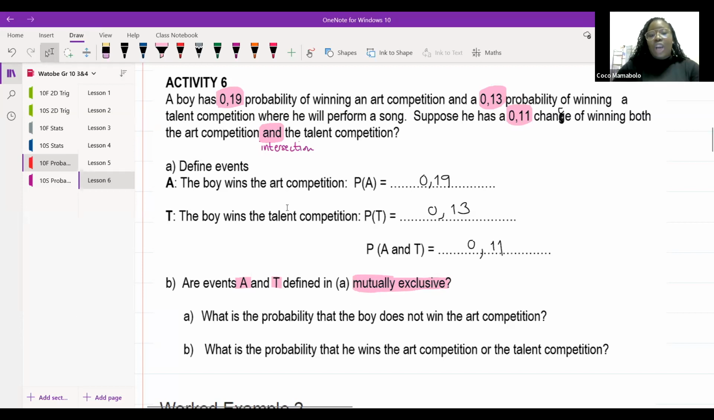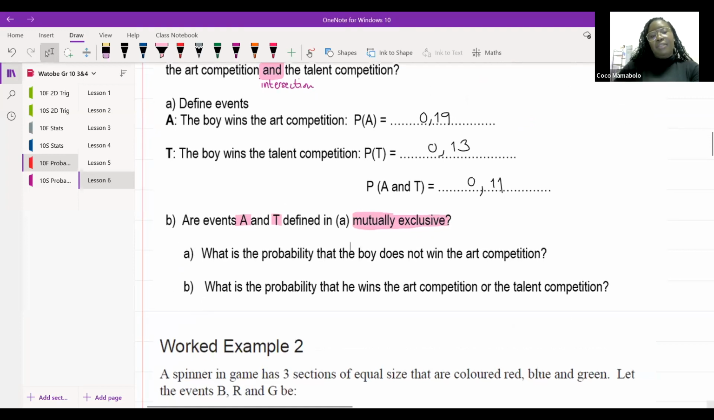Now, I want you guys to answer questions A and B here for me, please. It says, what is the probability that the boy does not win the art competition? Now, remember, not. Not is the complement. And Siamtanda put it so beautifully for us. The not will be 1 minus the probability of the thing actually happening. So give me the answer in the chat, peeps.